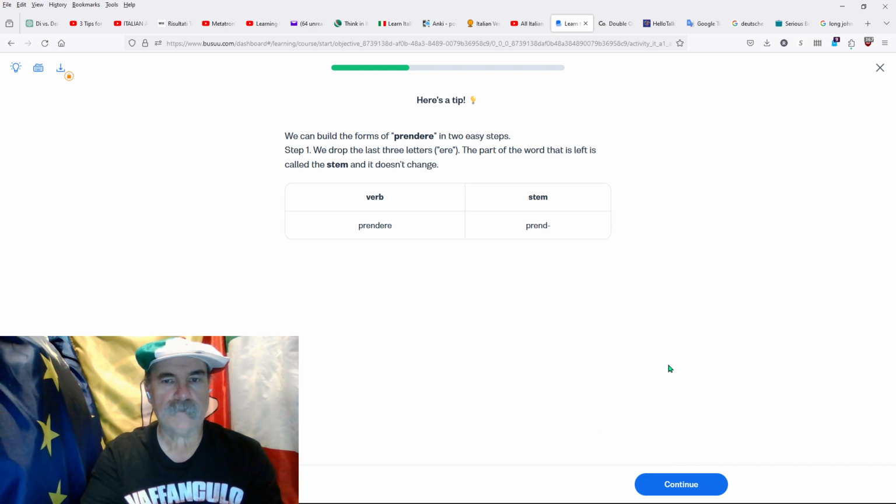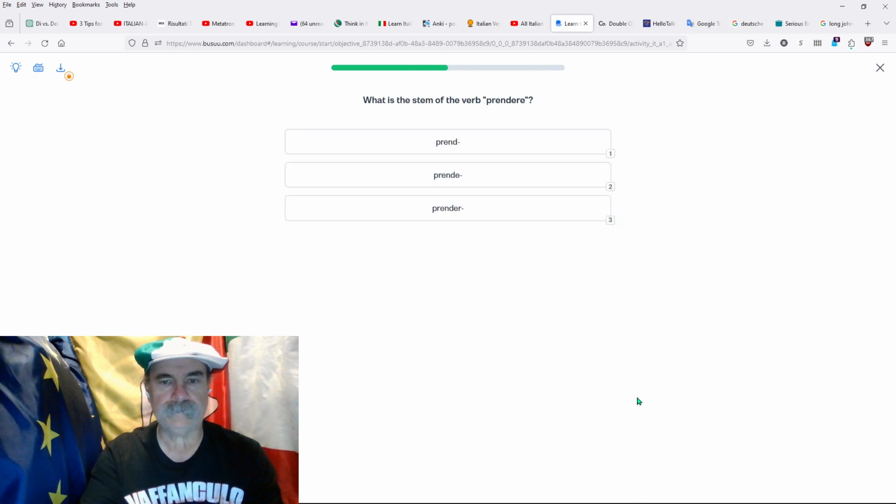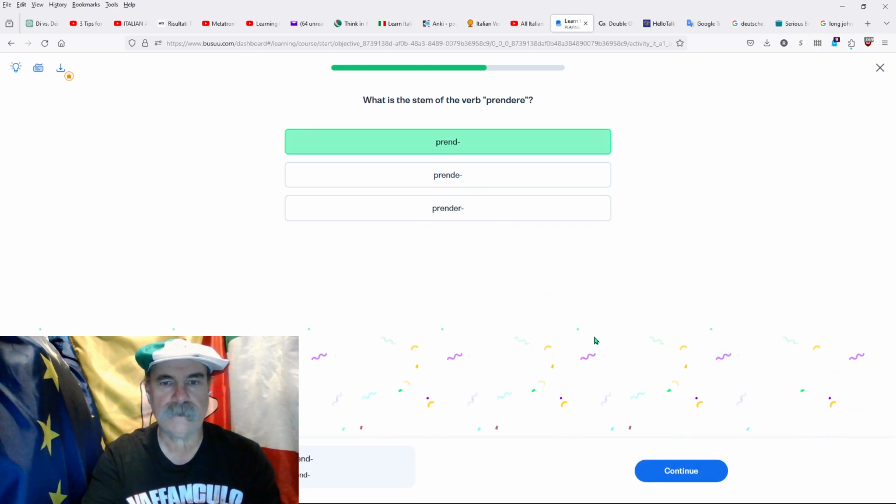We can build the verb forms of prendere in 2 easy steps. We drop the last 3 letters, ere. The part of the word that is left is called the stem, and it doesn't change. The verb, prendere, stem, prende, prend. What is the stem of the verb prendere? Prend.